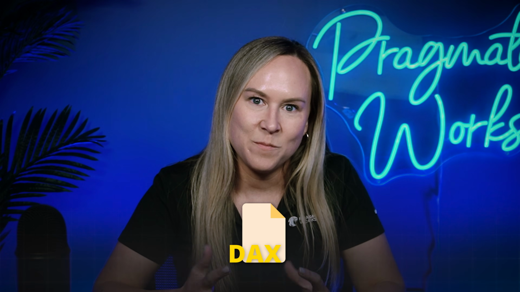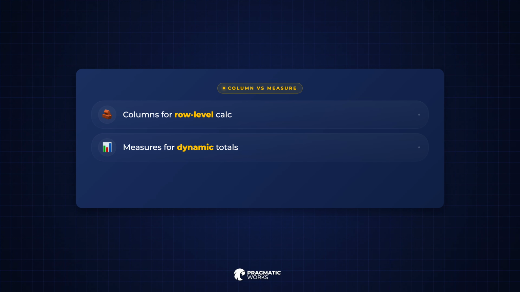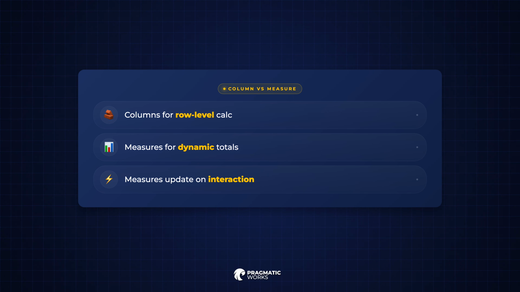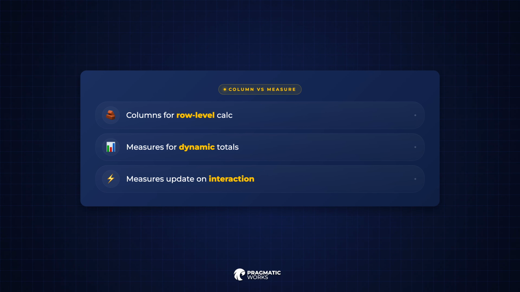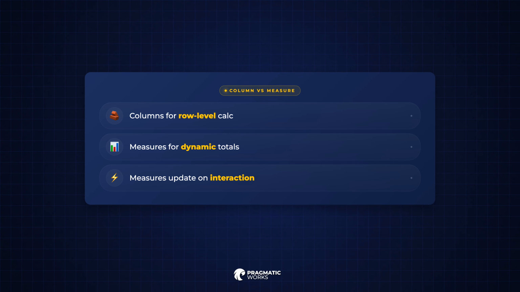Here's a simple rule to keep in mind when you're taking the exam. Use columns when you need to perform row-level calculations, and use measures when the calculation is a little more complex and you need to aggregate data, and aggregated data that's going to change dynamically based on user interaction. Expect to see questions that are more so testing which DAX expression returns the correct result, not what this DAX function does.